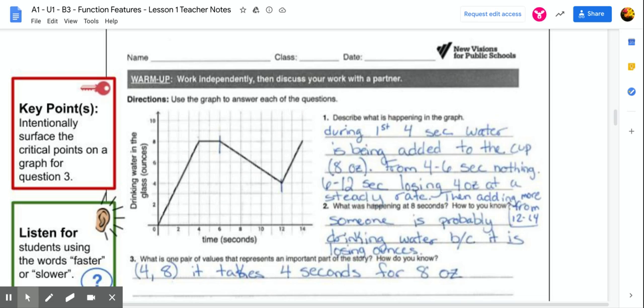Number 3, what is one pair of values that represents an important part of the story? How do you know? Well, if you pick a time and read the graph at that time, if I pick 4 and I go up, it hits the graph at 8 ounces. So that would be really important because it would take 4 seconds to maybe fill the glass. Usually glasses are 8 ounces, or to put as much water in that the person wanted to.